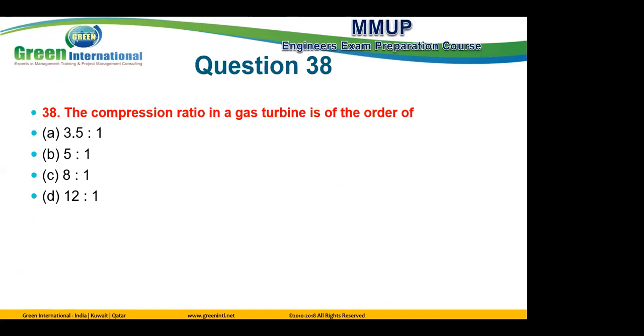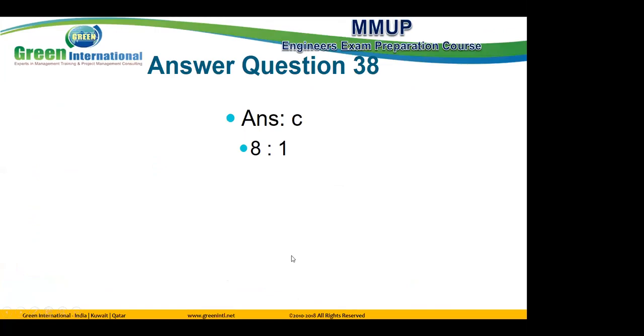Compression ratio in a gas turbine is of the order of 8 to 12 to 1. 8 to 1.